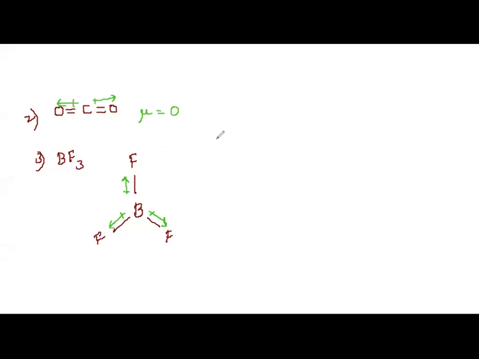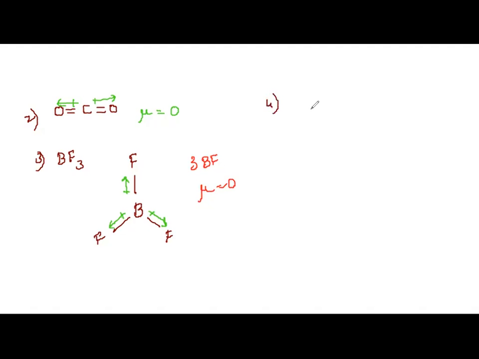How many dipoles are there? Actually, there are 3 dipoles. 3 BF dipoles are present. But all the 3 BF dipoles, you can see, they are all equal in magnitude, but they are opposite in direction. So the net dipole moment will be what? It will be 0 again. Yes, the net dipole moment will be 0.